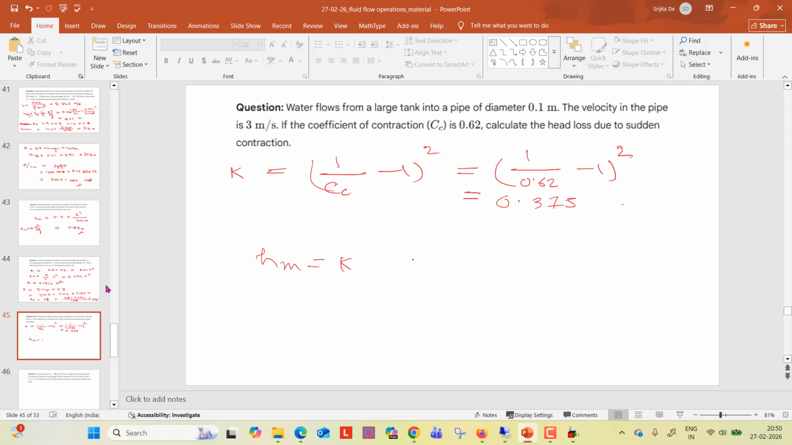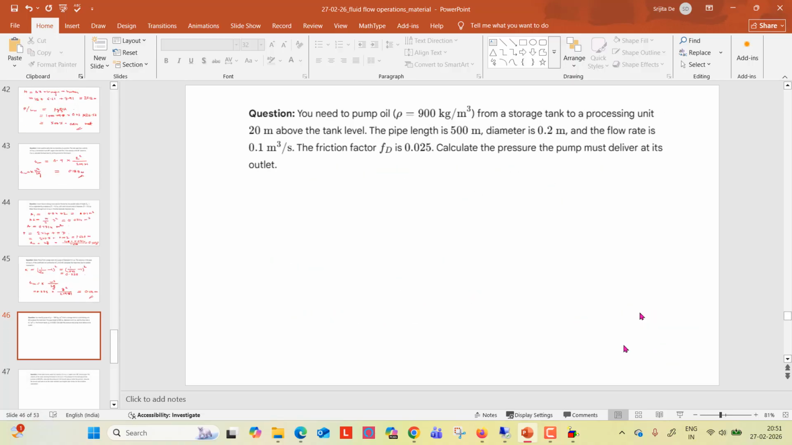Okay. Now this head loss at this point is K into U square by 2G. So it is 0.375 into 3 square by 2 into 9.81, which is coming as 0.172 meter. Next question.